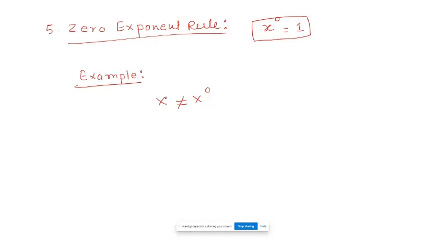So if you write x to the power 0, it becomes 1. If you write a to the power 0, it becomes 1. If you write 2 to the power 0, it becomes 1. Understand? Anything that has power 0 becomes 1. If you have 9 to the power 0, it becomes 1. That is called the zero exponent rule. Understand? Copy this one. But remember, x is never equal to x to the power 0, because x means x to the power 1, not 0.